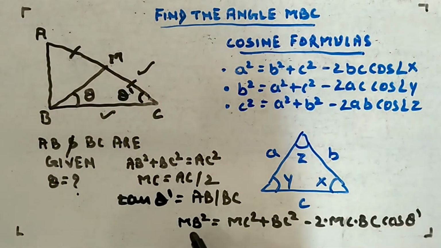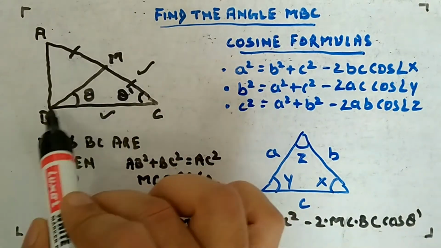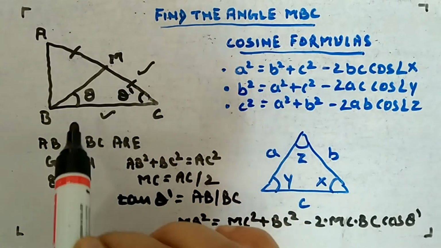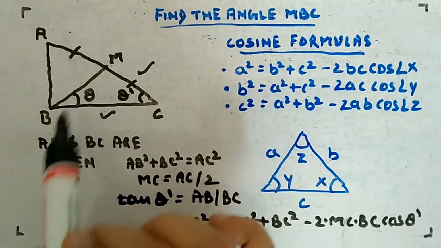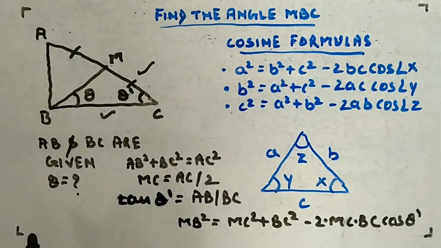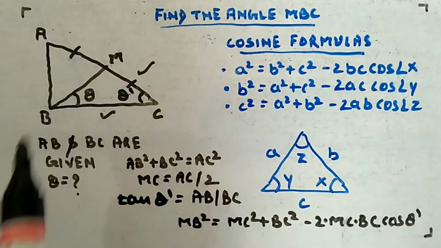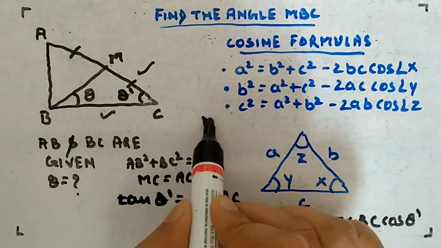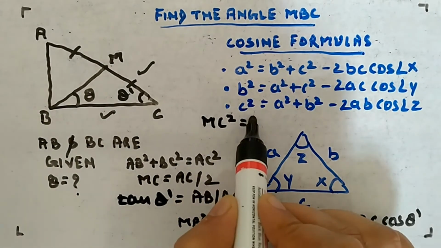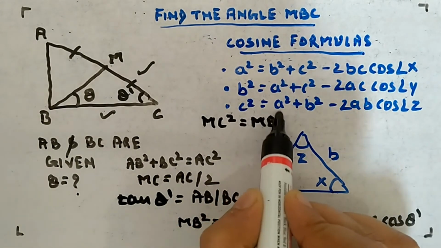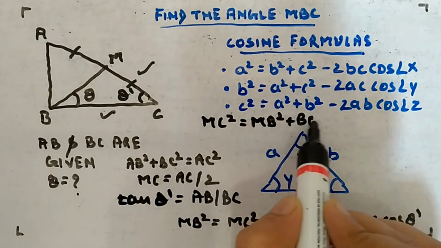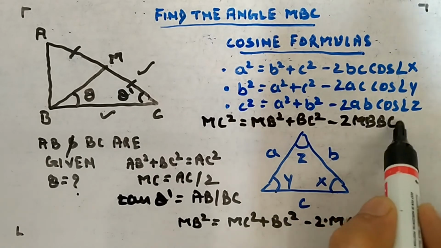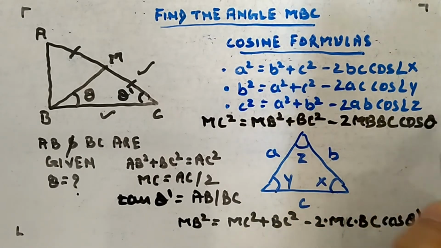Now once you have the value of MB, which is this guy, you have all three sides. Now corresponding to theta you can apply the cosine formula. So let me do that. This is theta, so MC square is equal to MB square plus BC square minus 2 MB BC cos theta.